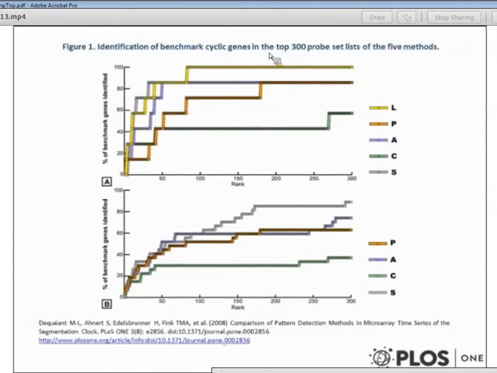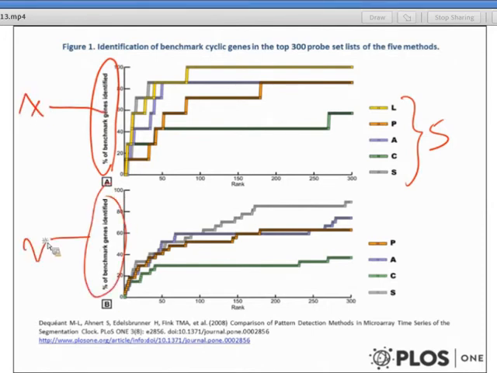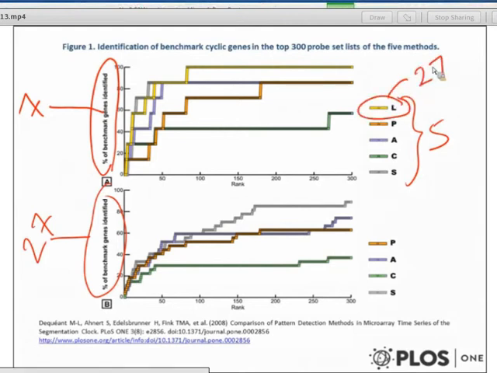Now let's compare the 5 different methods. So these are the 5 different methods. We're again looking at the percent of benchmark genes identified. In this case, the benchmark genes were 7 for this first graph. In the second graph, it's the same 27 we looked at on the previous slide. The 27 were what was found by this L method. So this L method found 27 genes, which were then confirmed biologically. And so L found them all.